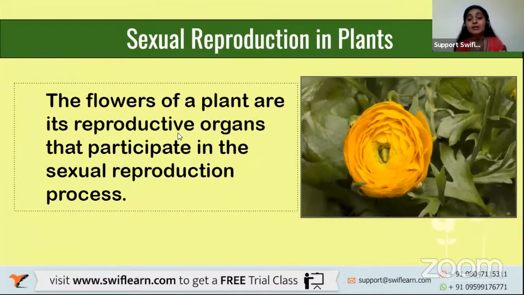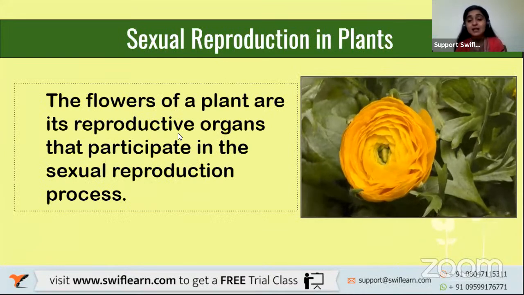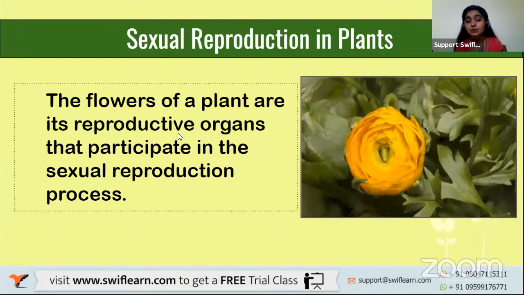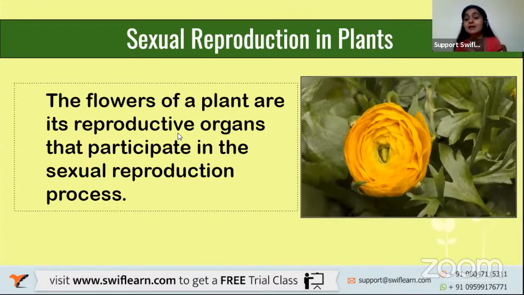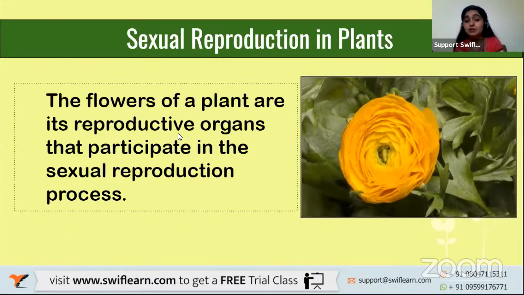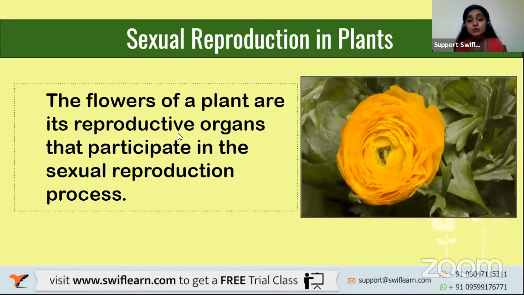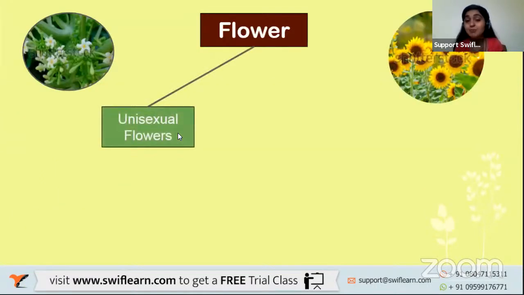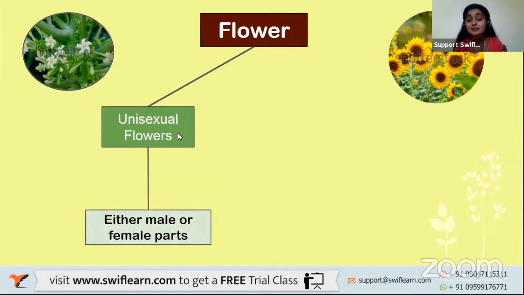Okay. So, we just discussed that there are two things that participate in sexual reproduction: the fruit part and the flower part. The flower parts of a plant are its reproductive organs that participate in the sexual reproduction process. Now, how does it happen and what exactly happens? How does this flower do that?